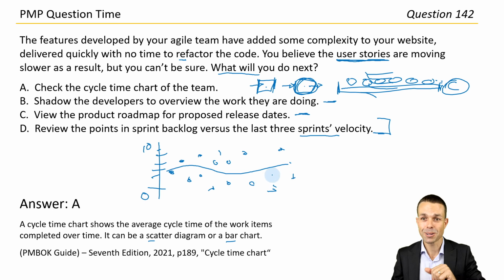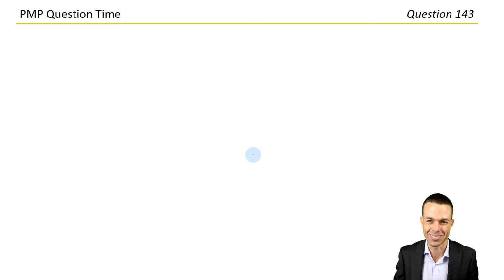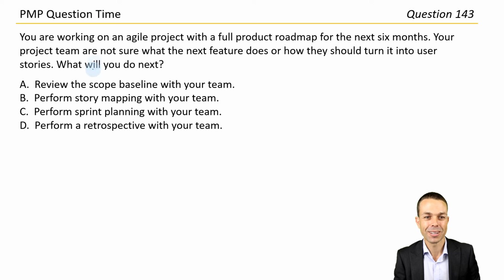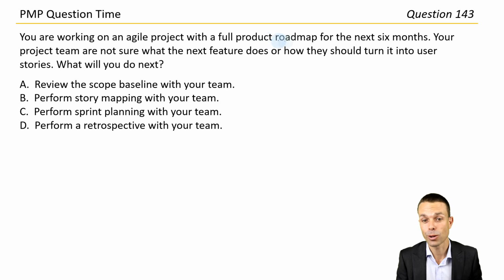All right, that's pretty good. We must be getting into the charts and artifacts section of the PMBOK guide now, I think. So, this is good to be going through. You're working on an Agile project with a full product roadmap for the next 6 months. Your project team are not sure what the next feature does or how they should turn it into user stories. What will you do next?